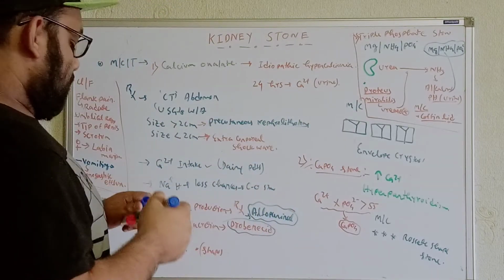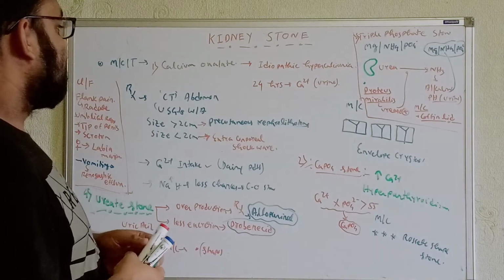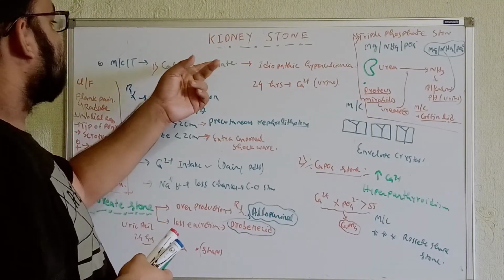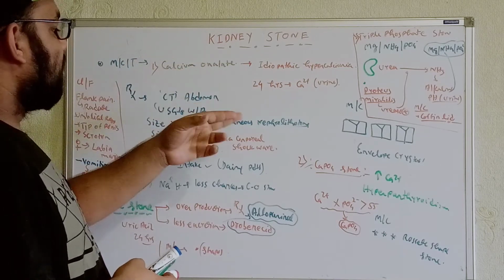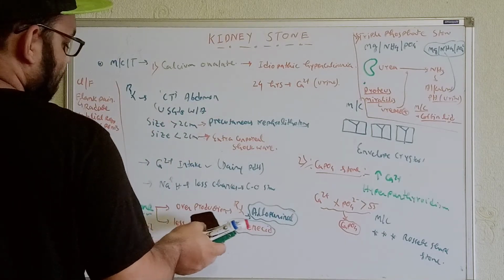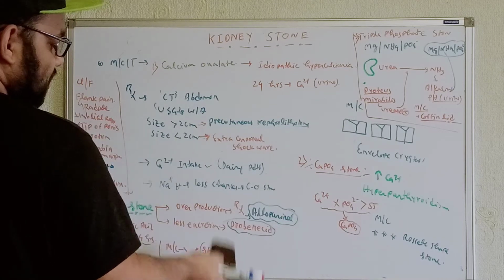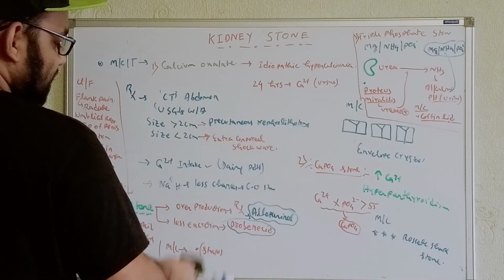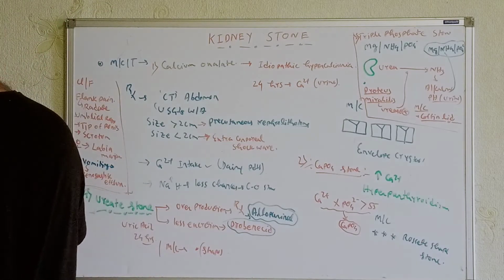Now, what about the different kinds of management? I have already said that in the case of calcium oxalate, we have to use the thiazides. We are not supposed to use furosemide. In the case of urate, if we get overproduction, we use allopurinol to reduce the production of uric acid. If there is less excretion, we can use probenecid to increase the excretion.